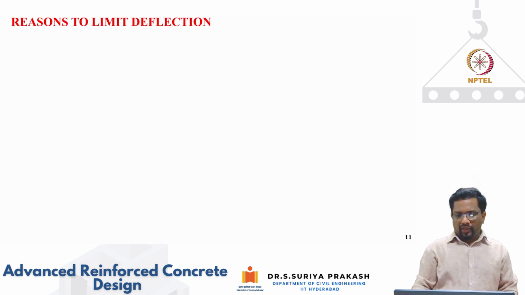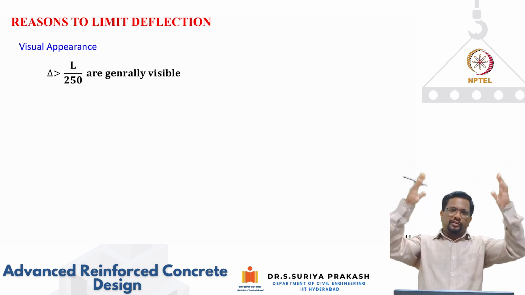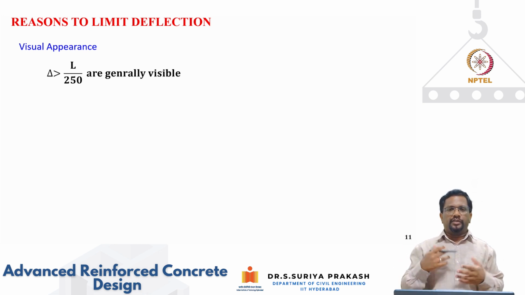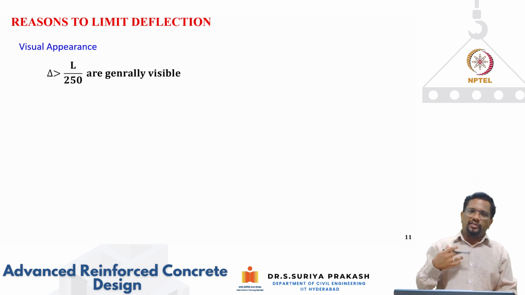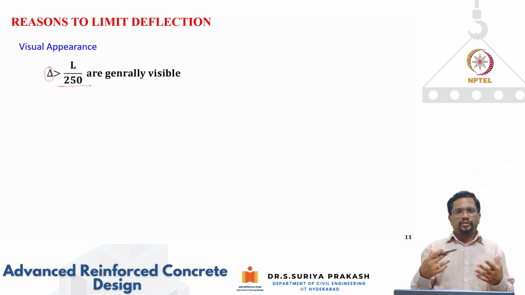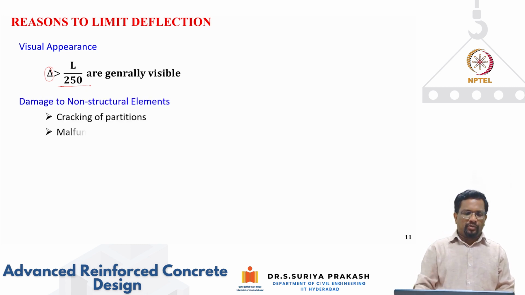Right. So again, why do we need to limit the deflections? First of all, when you see slab elements or beam elements undergoing large deflection, it instills some fear in the occupants, and affects visual appearance. Usually, when the deflection becomes more than span by 250, it is very perceptible to the human eye. Then it instills some fear in the occupants who are using the facility.